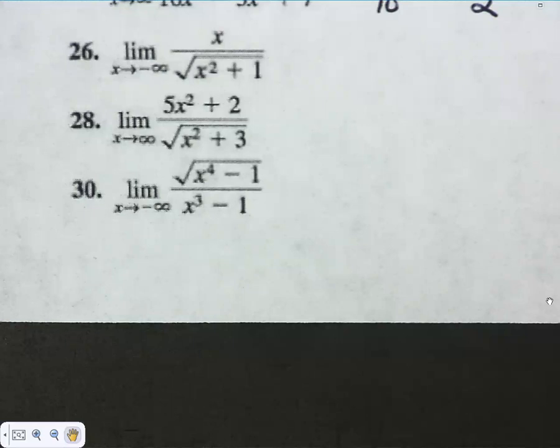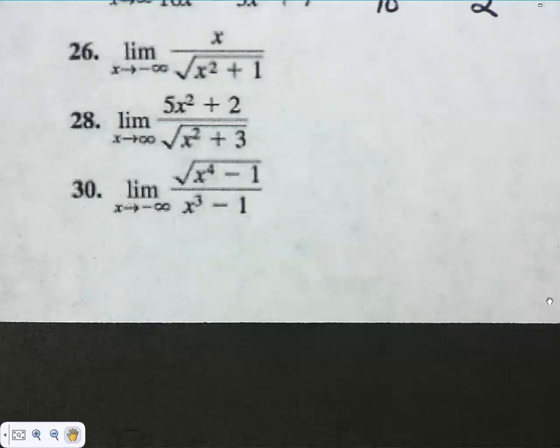Let's say x is a billion. What's the numerator going to be going to? It's getting infinitely huge. The denominator is also getting infinitely huge. So if we just tried direct substitution with something like a billion, we'd end up with indeterminate form. All right, so what's the degree of the numerator? 2. What's the degree of the denominator?